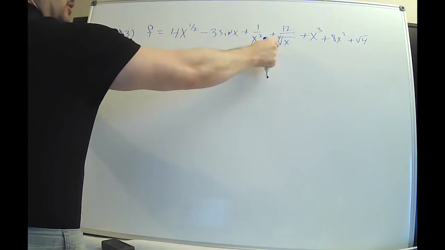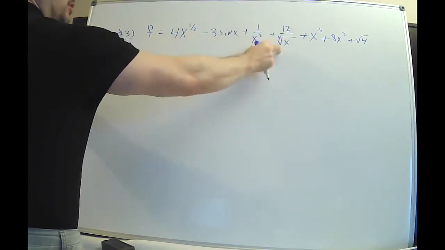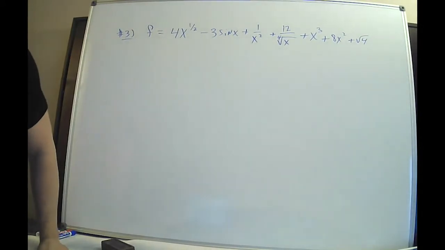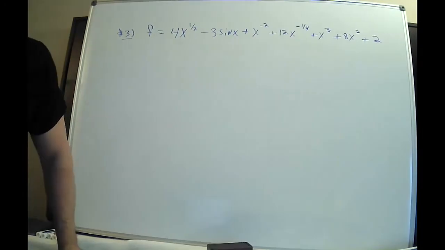I'm going to move that up because they're on the bottom. I have to move them up and switch the powers. And then radical 4, hello, this is a 2. So I'm going to switch them, and then like magic, you'll see it change.